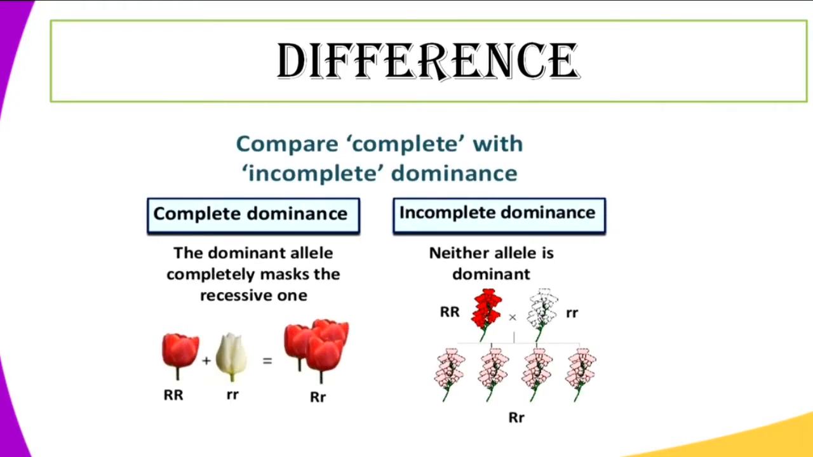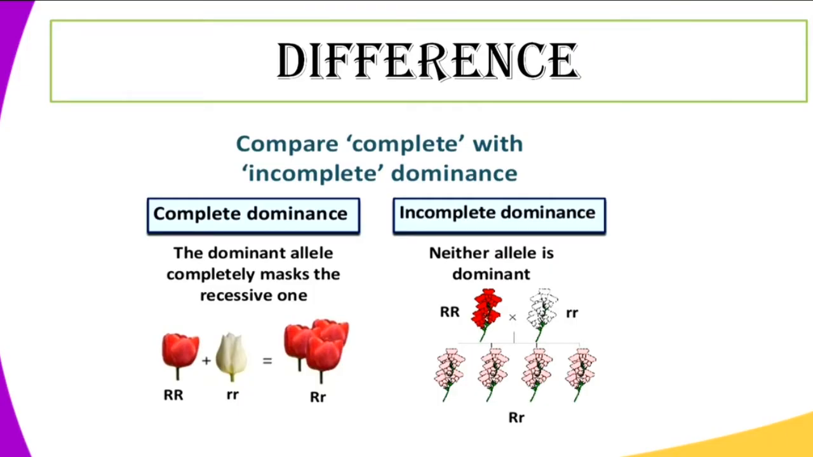So what is the difference between complete dominance and incomplete dominance? In complete dominance, the dominant allele will completely mask the recessive one, as in our example, the red flower and the white flower. So the white allele has been masked, has been overpowered, if I may use the word, by the red flower. Because in the products, in the F1 generation, we're only going to find the red flowers.